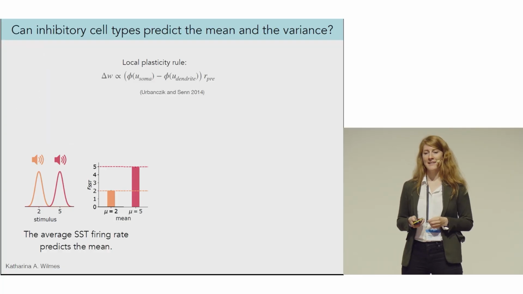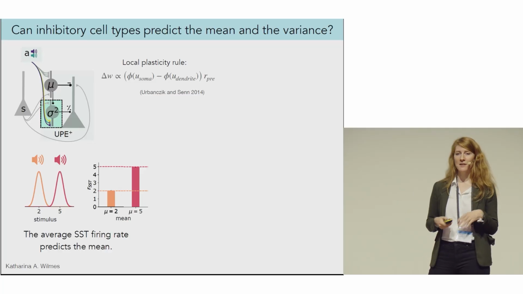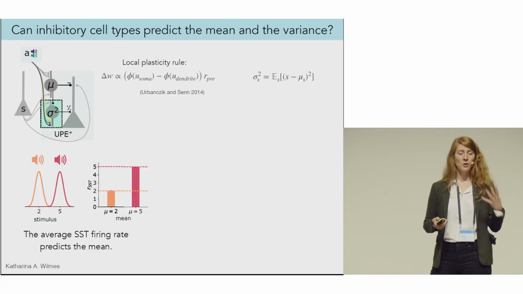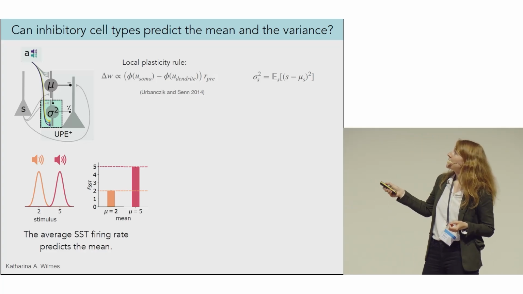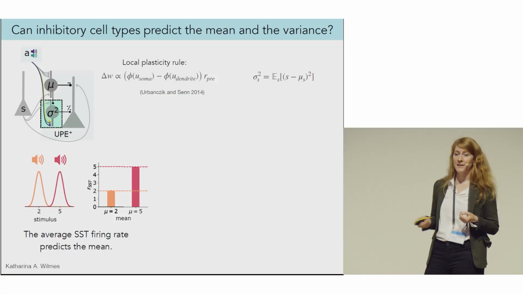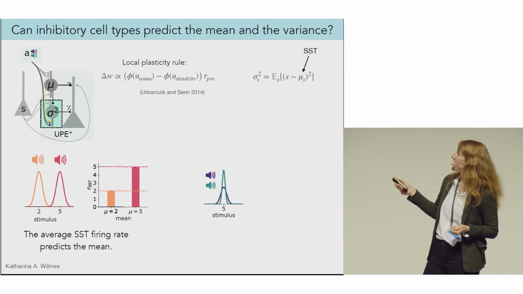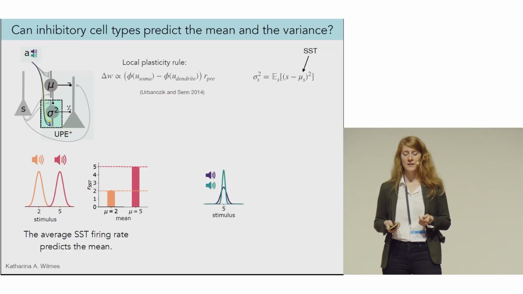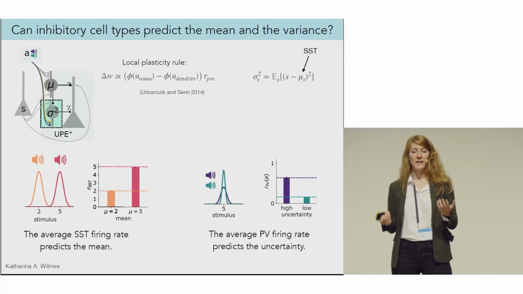Now, the more interesting case is we ask whether we can also learn weights from the sound representation to the PVs such that the PVs reflect the variance of the inputs after learning. And to remind you, to compute the variance, we need to subtract the mean from the stimulus samples. Now, interestingly, the PVs receive inhibitory inputs from the somatostatin positive cells such that they have all the information available to calculate this quantity. Now we present two different sounds with two distributions with different variances to the model, and we find that after learning, the PV firing rate on average can predict the uncertainty.